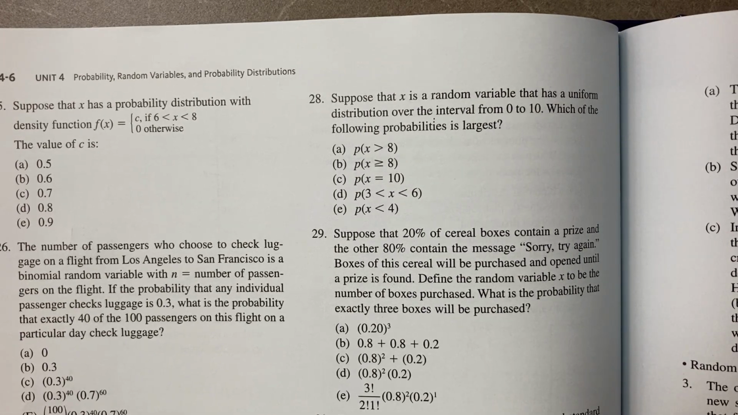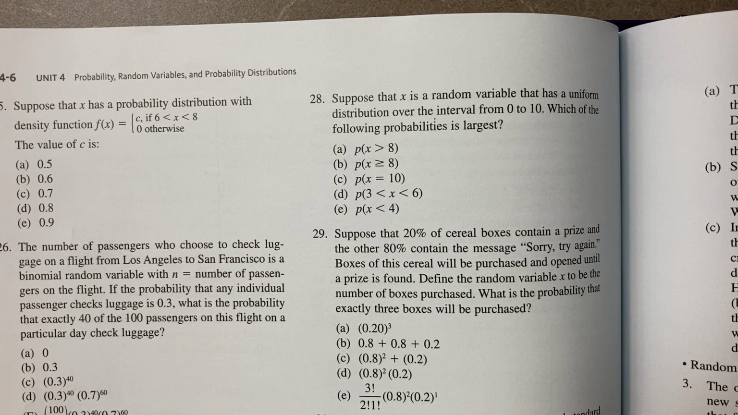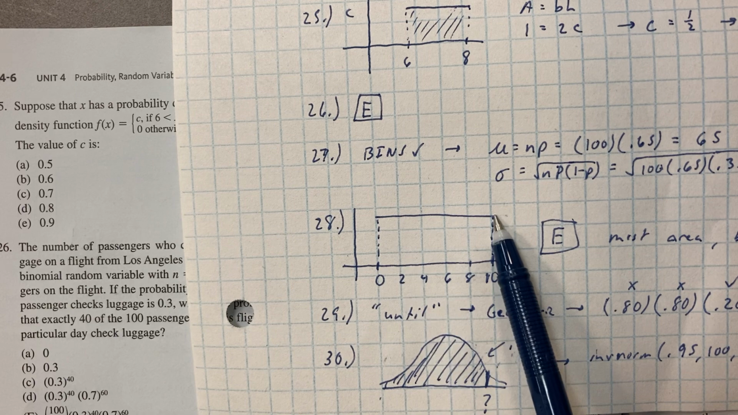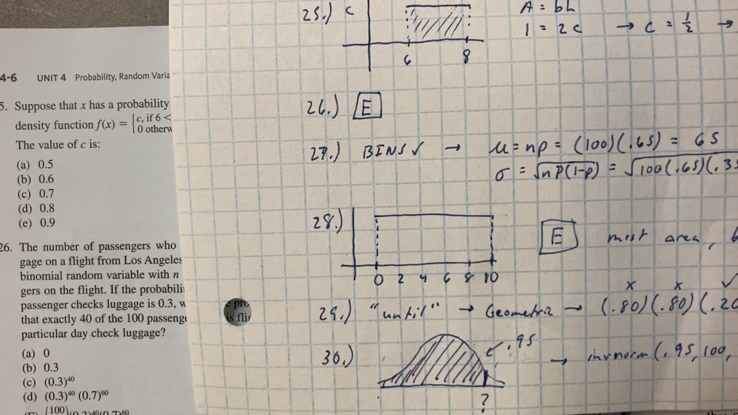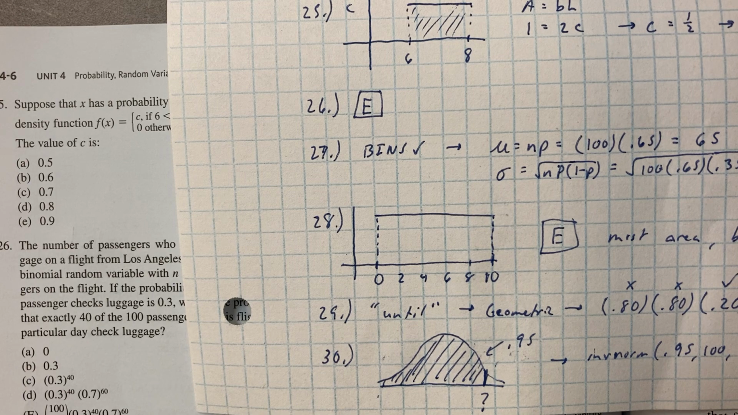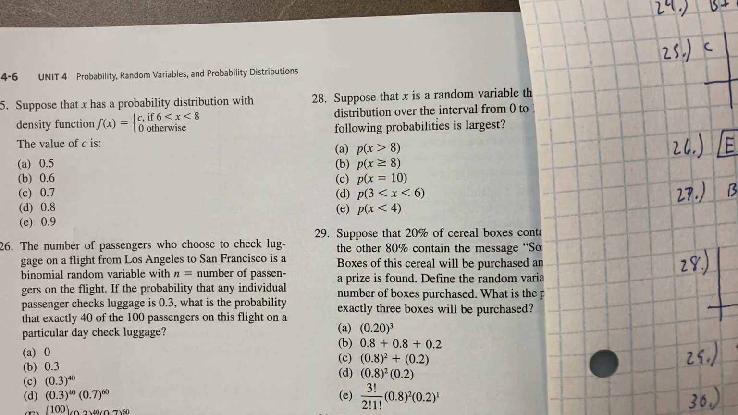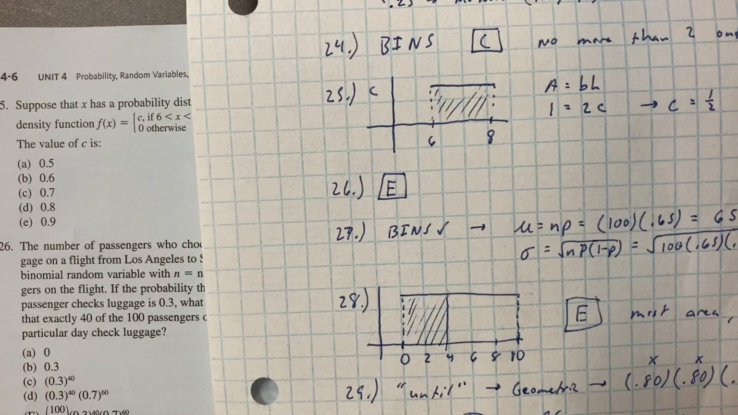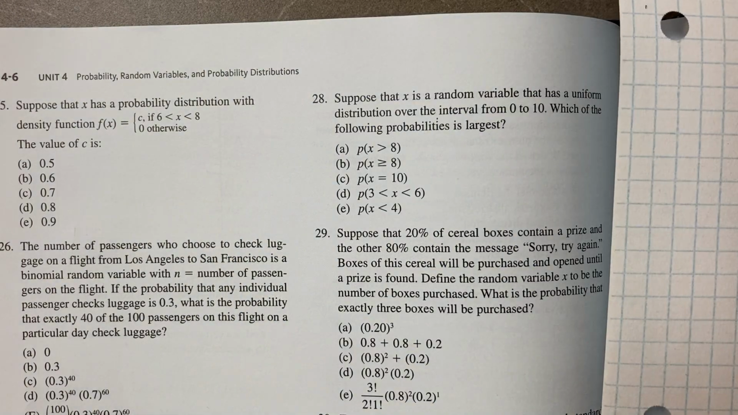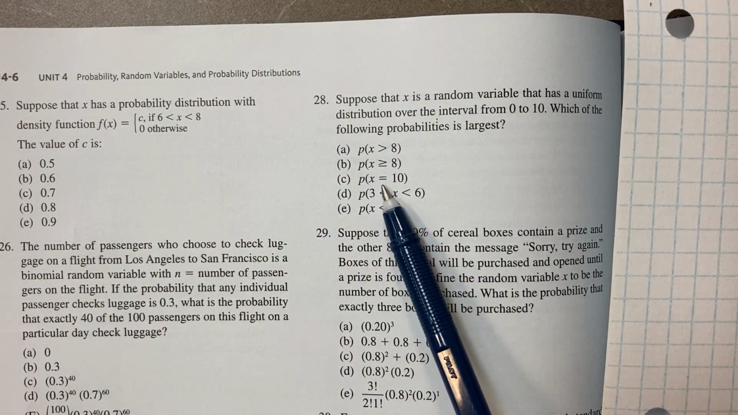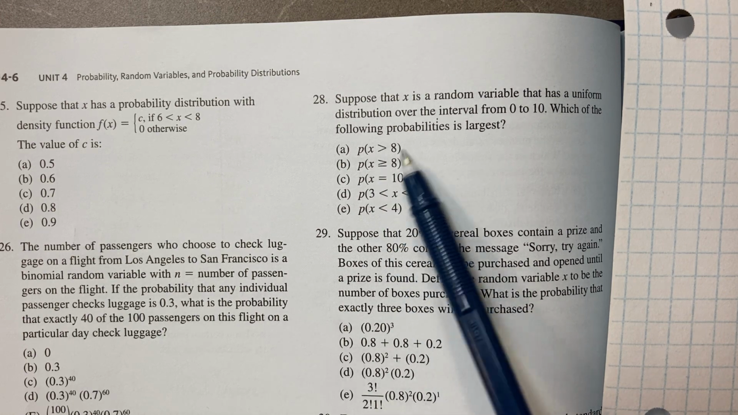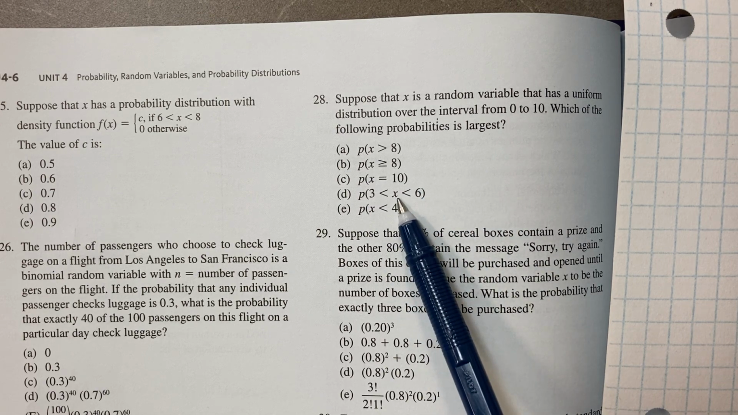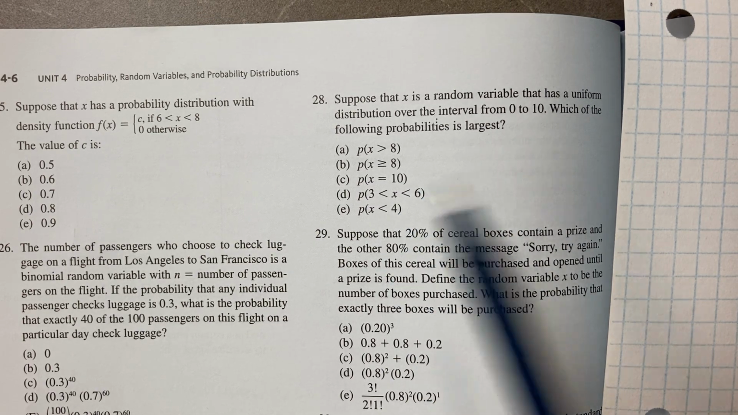28, suppose that X is a random variable that is a uniform distribution over the interval. That would look something like this. Number 28, uniform distribution from 0 to 10. And basically you're just looking for the largest rectangle, which would be E. E is this area. That would be the largest rectangle of all of these. This one's just 0, that is nothing. These are a rectangle of width 2, both of these. This is a rectangle of width 3, and this is a rectangle of width 4.